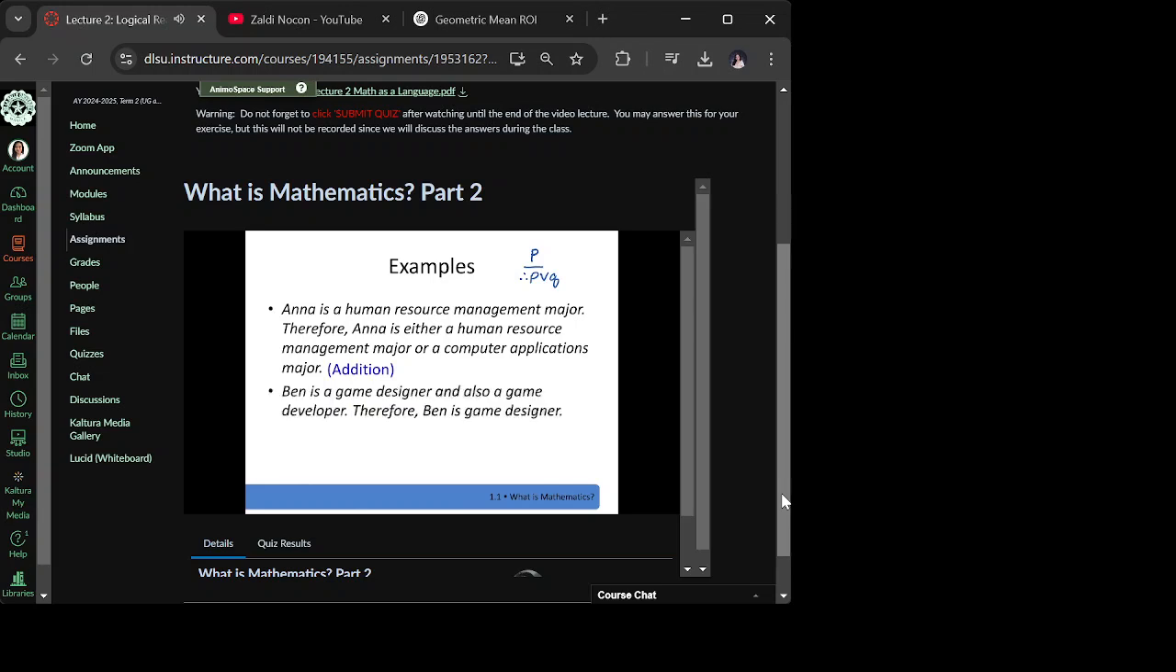Next example. Ben is a game designer and also a game developer. This is a conjunction which we can write as P and Q. Therefore, Ben is a game designer. Hence, the argument is valid because it follows the simplification rule of inference.